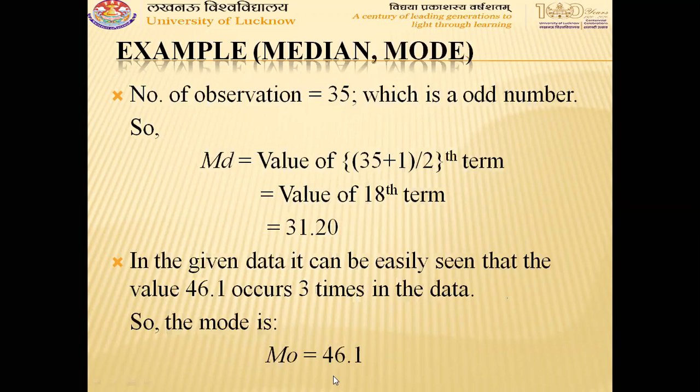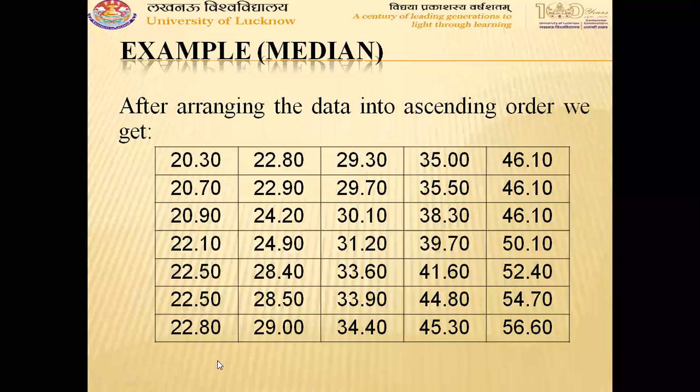For the calculation of mode, we check the number of times a particular value occurs. 20.3 occurs one time, 20.7 occurs one time, similarly 22.5 occurs two times. Then we move forward, 22.8 occurs two times, then 24.9, 28.4, and so on. Then each value occurs one time, then 46.1 occurs three times, then remaining values also occur one time only, so the maximum number of times occurs 46.1. So we say that the mode of the given data set is 46.1.